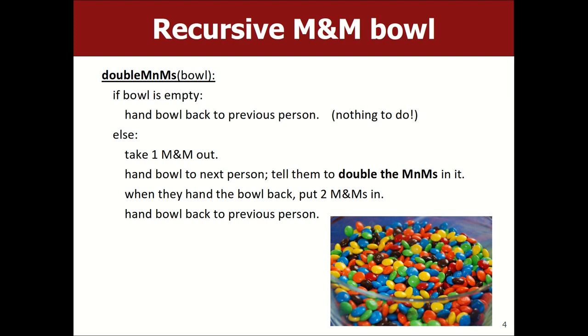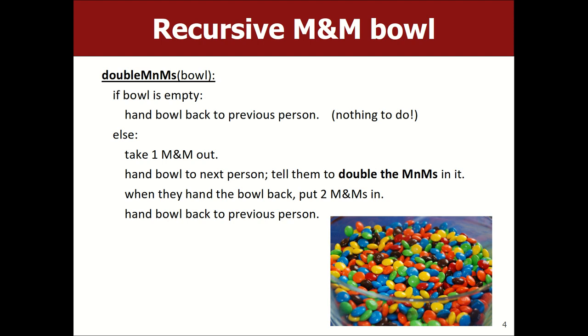Because remember, the whole idea of recursion is the problem is supposed to be similar to another version of itself. But if you want to state it a certain way, you would say, I'm doubling this bowl, so my algorithm is take one out, turn to the person next to me and say, hey, would you please double this bowl? Which is not the same as my bowl, because it's different by one M&M, right? So, hey, you, would you double this slightly different bowl? Wait for them to say, I have completed my task. Here is your doubled bowl. And now I put my two M&Ms into that.